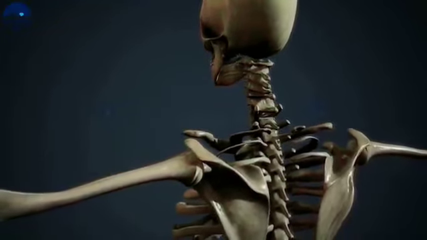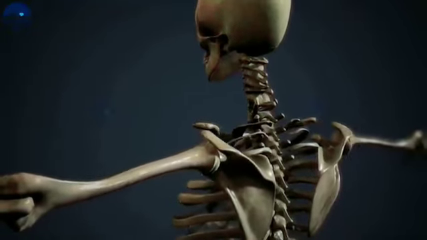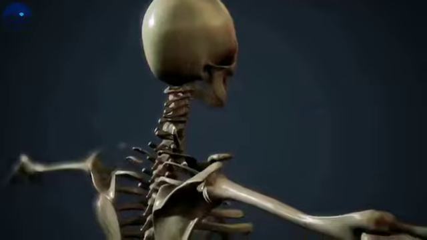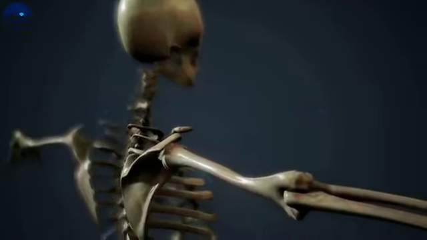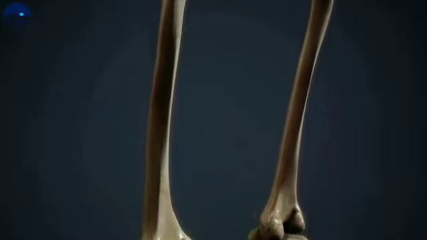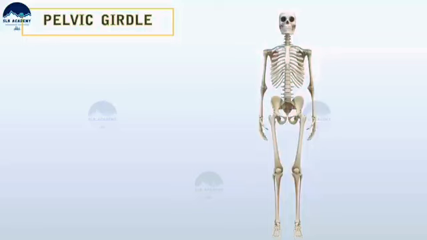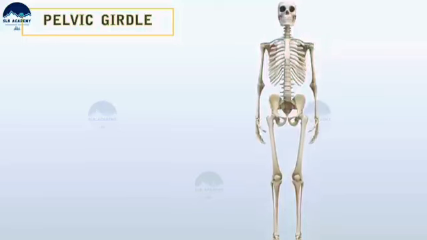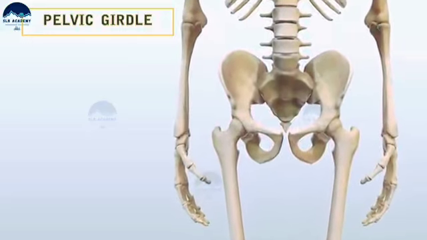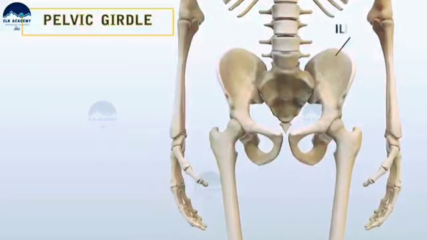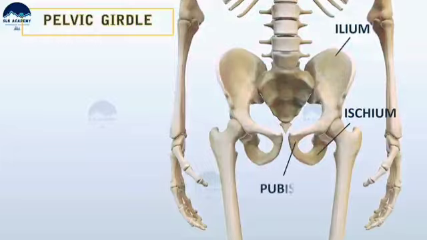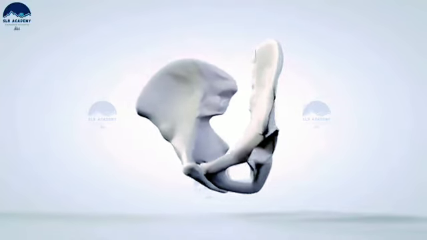Scapula is a large triangle flat bone situated in the back part of the thorax between the 2nd and 7th ribs. Pelvic girdle consists of 2 coxal bones. Each coxal bone is formed by the fusion of 3 bones: ilium, ischium, and pubis.